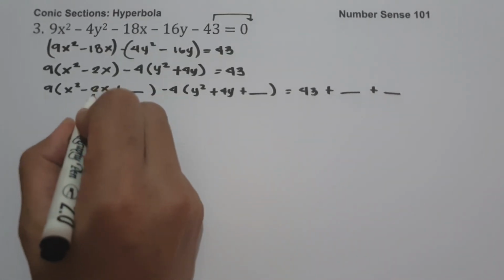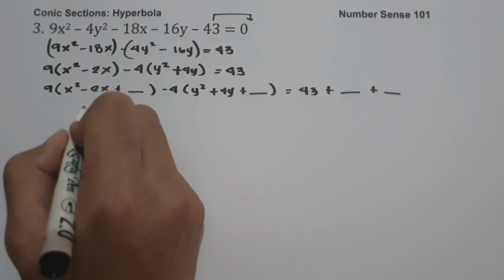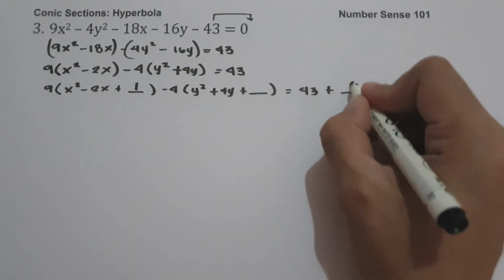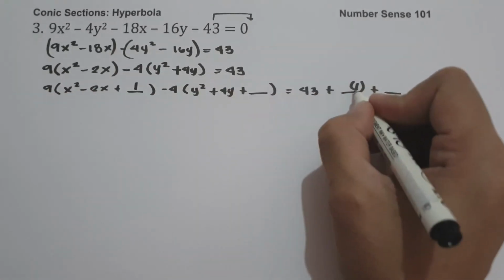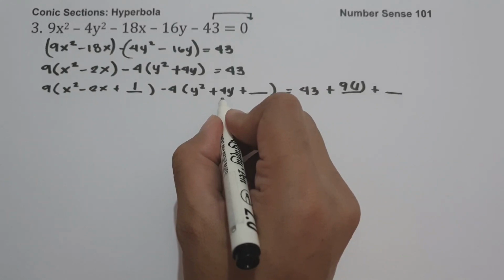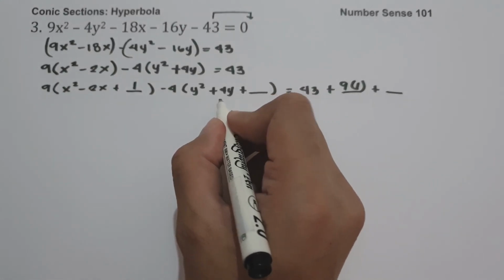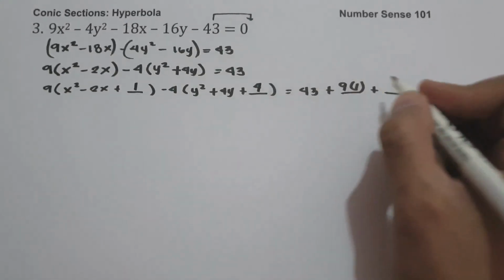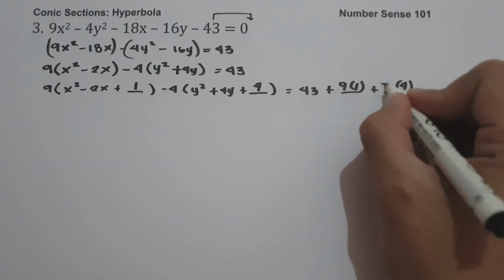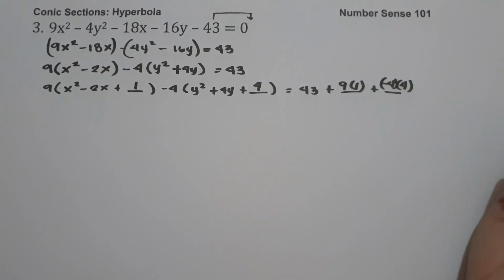Let us have negative 2 divided by 2 is negative 1. Negative 1 multiplied by itself, that is 1. So we are going to add 1. And since we have 9, we are going to multiply 1 by 9. And then 4 divided by 2, that is 2. 2 multiplied by itself, that is 4. So we are going to have 4. And since we have negative 4, we are going to multiply this one by negative 4.